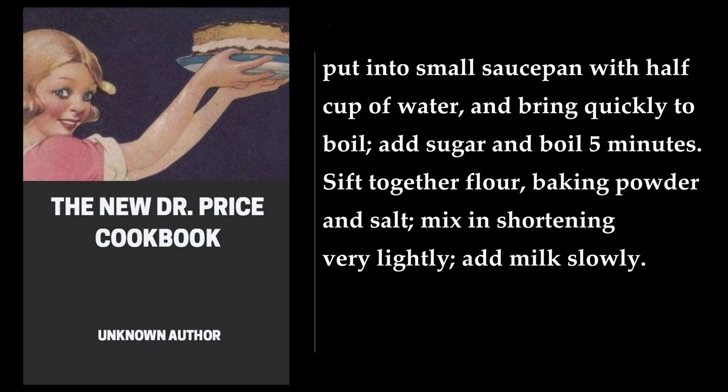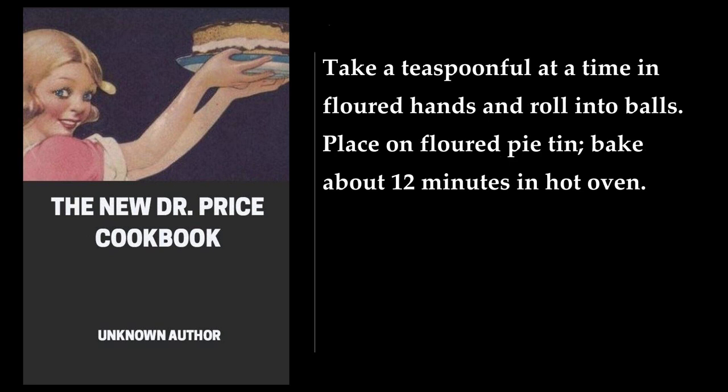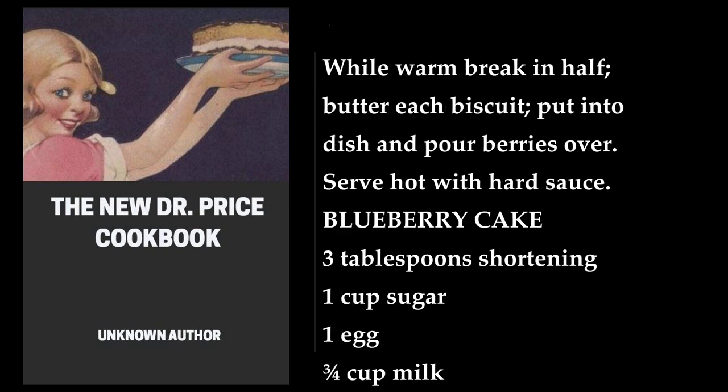Sift together flour, baking powder and salt, mix in shortening very lightly, add milk slowly. Take a teaspoonful at a time in floured hands and roll into balls. Place on floured pie tin, bake about 12 minutes in hot oven. While warm, break in half, butter each biscuit, put into dish and pour berries over. Serve hot with hard sauce.